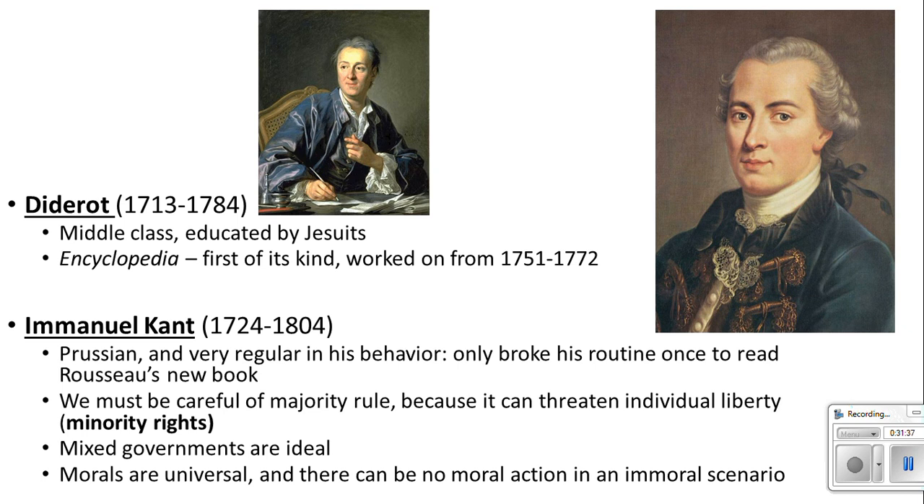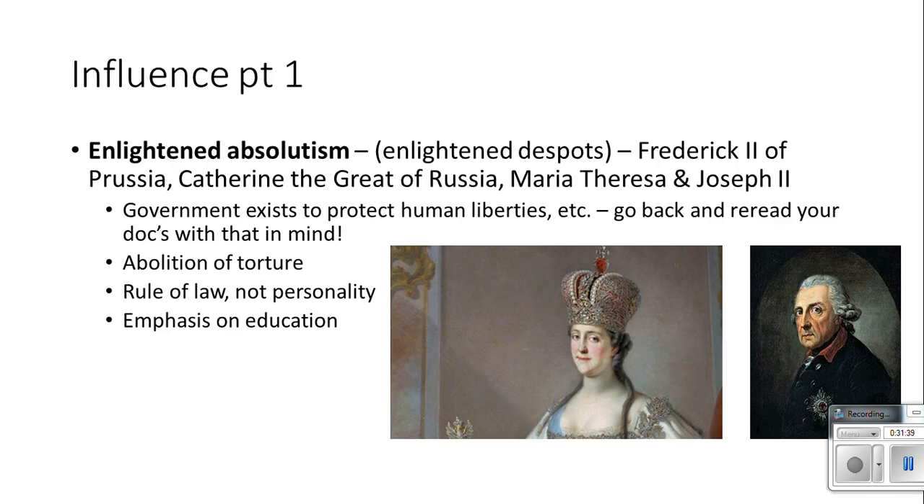So how are these guys going to influence the people around them? Well, in a couple of ways. One, as we've sort of already discussed in our look at the absolute monarchs, with the scientific revolution and the Enlightenment, we are going to have the development of enlightened absolutism.